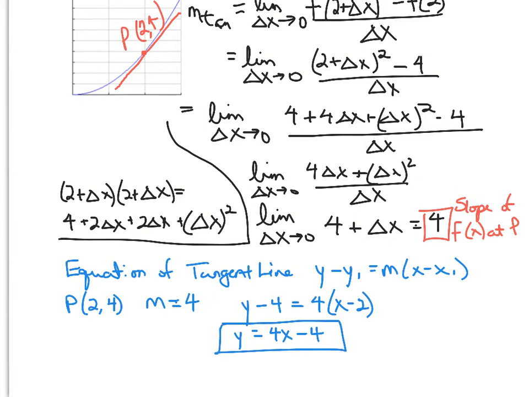Now in the work that we're going to do with this, the textbook says, let's go ahead and take out our graphing calculator. Let's graph our original function y equals x squared. Let's graph this equation of our tangent line, y equals 4x minus 4. Make sure that this line is tangent to my curve at the point (2, 4). And that's a good way to check our answer for both our slope and for our equation of a tangent line.